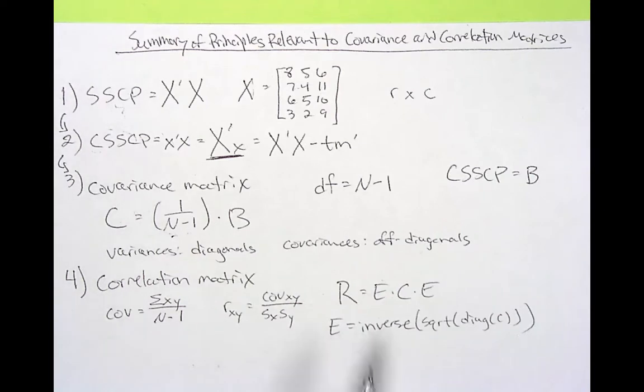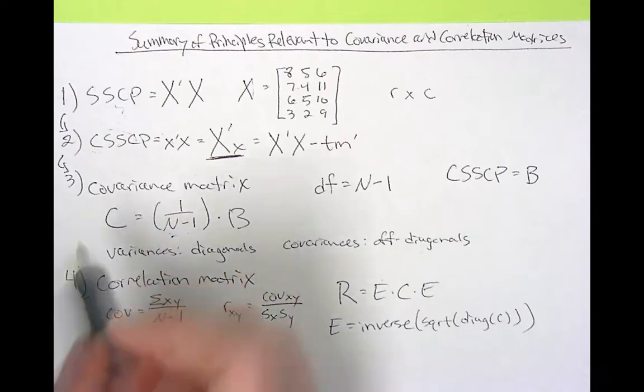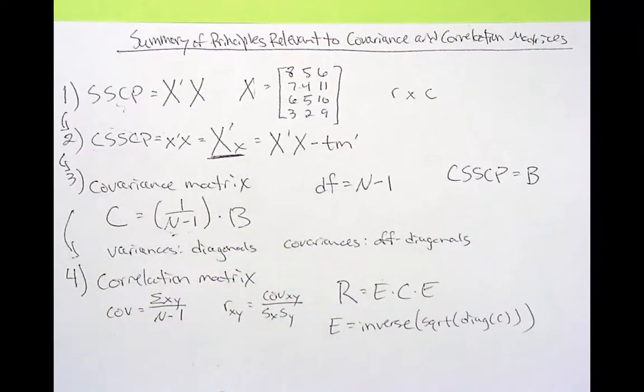This is just a summary of the principles that are relevant to covariance and correlation matrices. So we see that these go in succession. You can use 1 to get 2, you need 2 to get 3, and you need 3, the covariance matrix, to get 4, the correlation matrix.